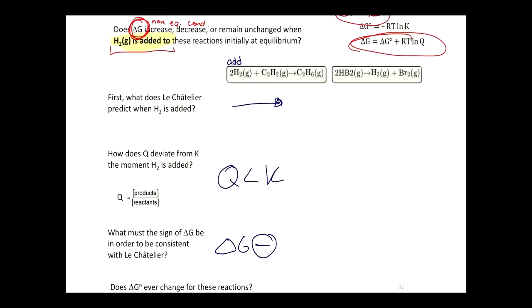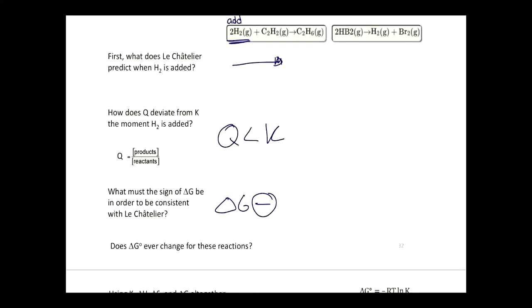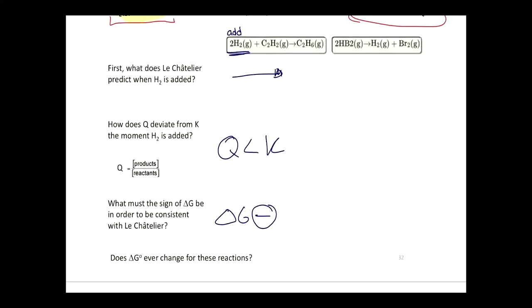The moment we add hydrogen, we're making a number in the denominator bigger, because Q is simply products over reactants. So in this example, Q is less than K, so delta G is negative. When Q is less than K, I don't have enough products, so the reaction must move forward. So delta G is negative, where the forward reaction is spontaneous.